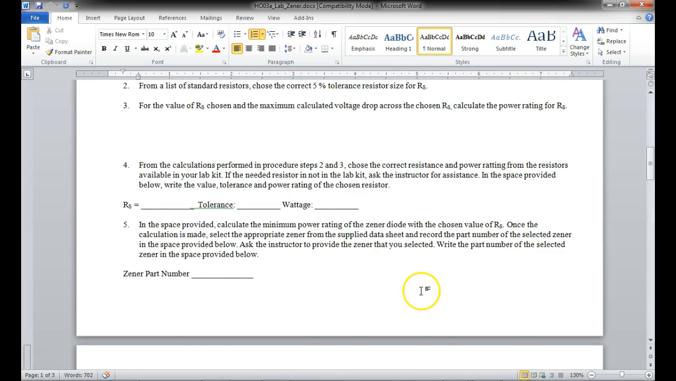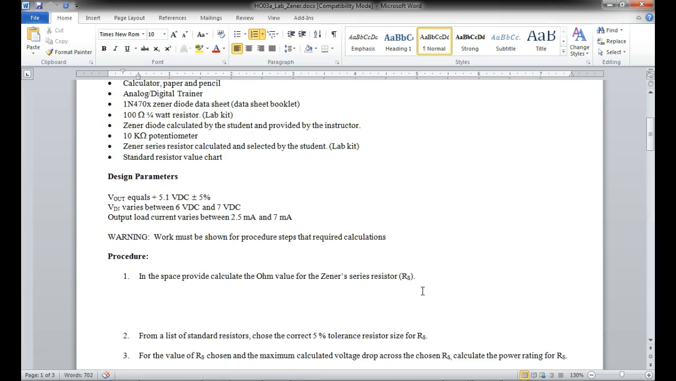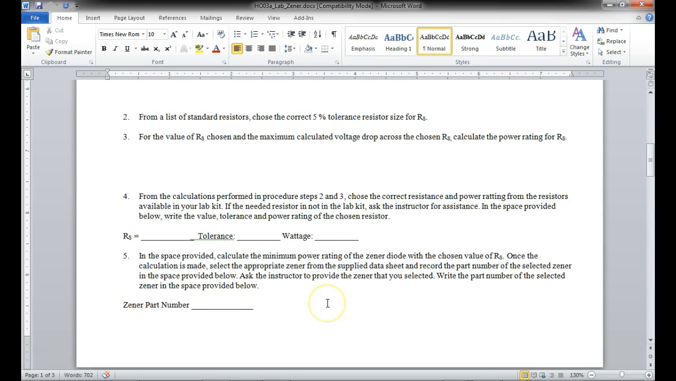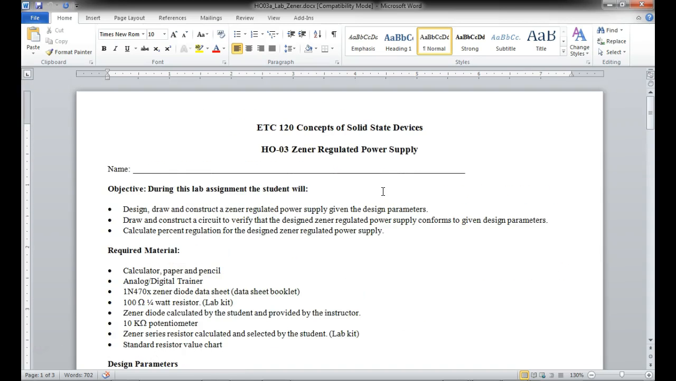So you should have the resistor. If you don't have the resistor in the kits, then you need to ask me, and you'll also have to ask me for the Zener once you get a part number. You'll say I need a 1N, and we're going to use the 4700 series. That's what we got. Everybody okay? All right, guys. So we okay on the worksheet? All right, let's go to lab.